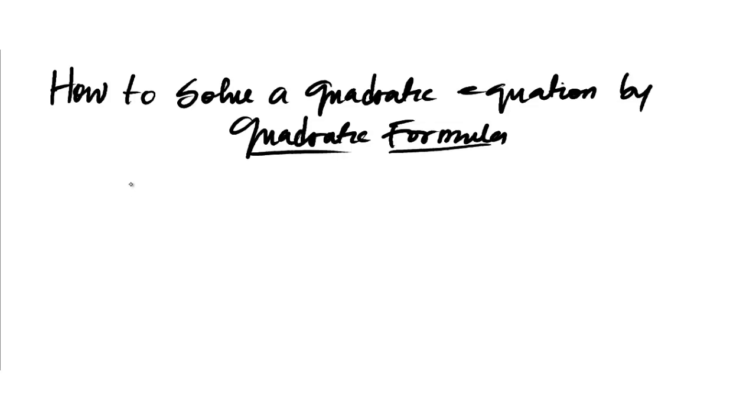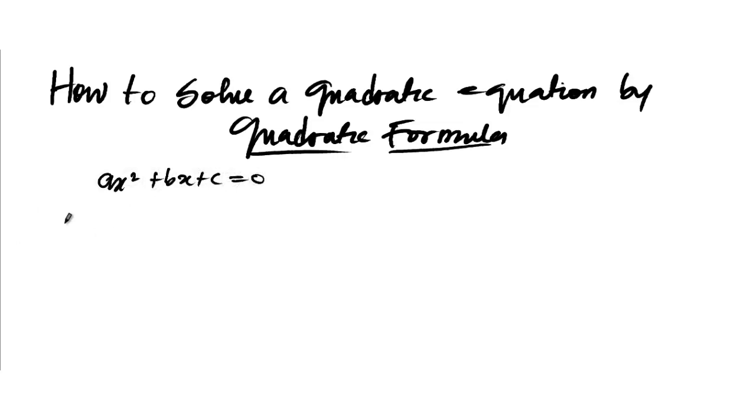Now, before I proceed, it is not all quadratic equations that can be solved by factorization. So the concept of the use of the quadratic formula is to be able to solve a quadratic equation that cannot be solved by factorization. And of course, the quadratic formula is actually gotten from completing the square of the quadratic equation ax squared plus bx plus c is equal to 0.